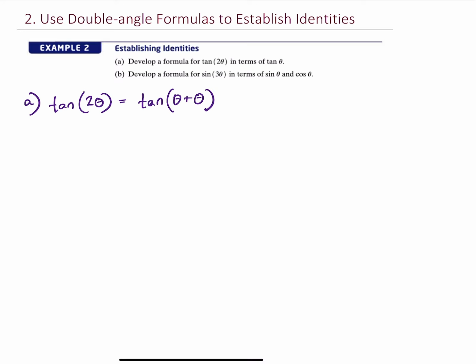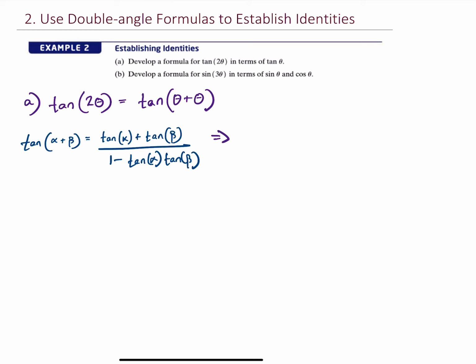So last time, maybe I'll write it out here first. The tangent of the sum of 2 angles, I'll say alpha plus beta, was the tangent of the first angle plus the tangent of the second angle over 1 minus tangent of the first angle times the tangent of the second angle. So let's just plug in theta for both of these angles. So we would get tangent theta plus tangent theta over 1 minus tangent theta times tangent theta.